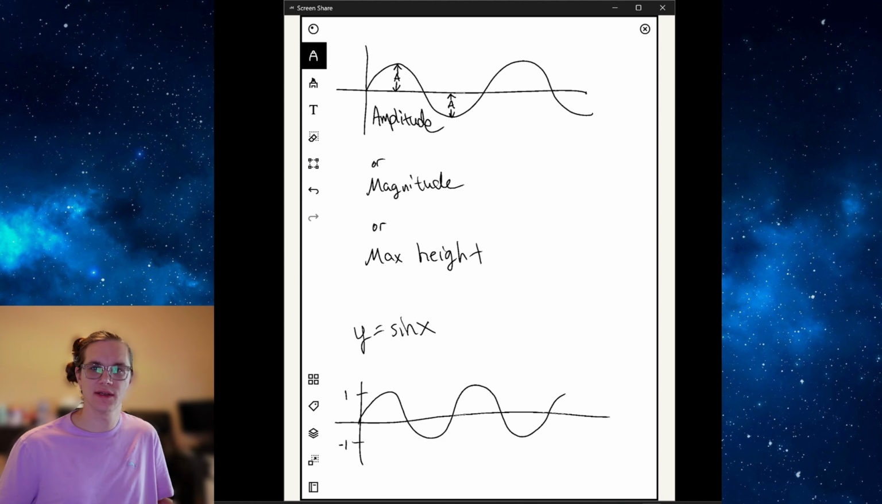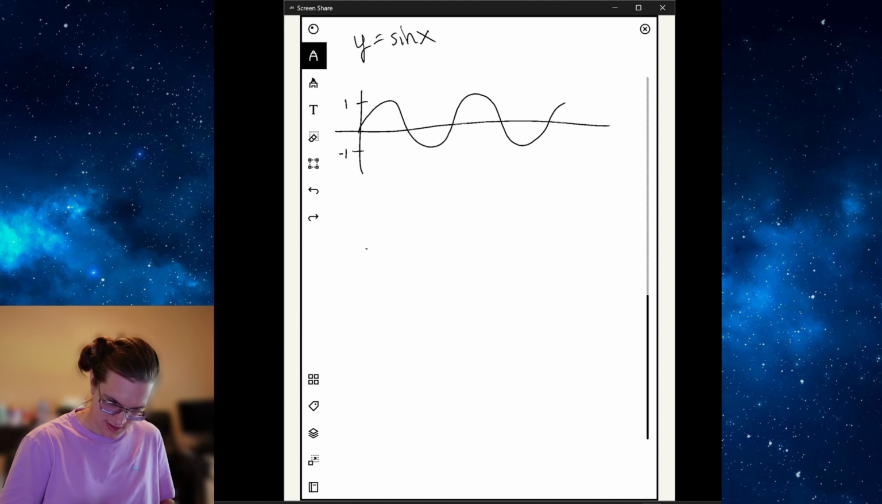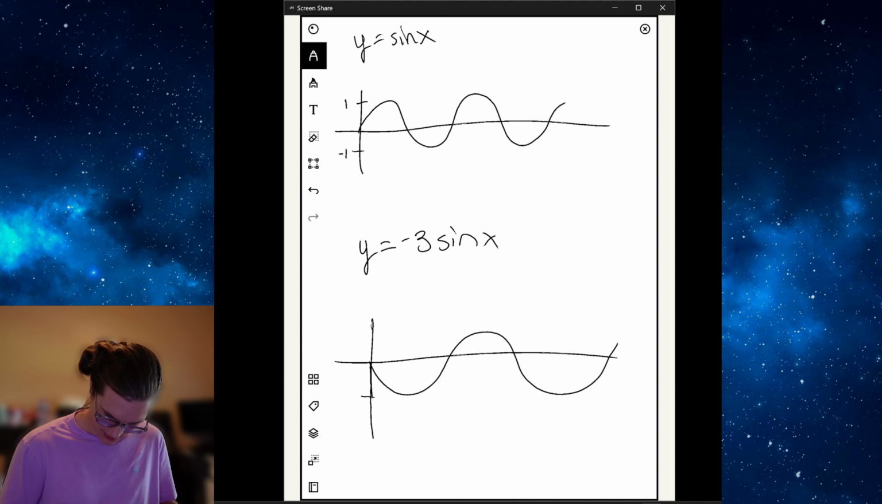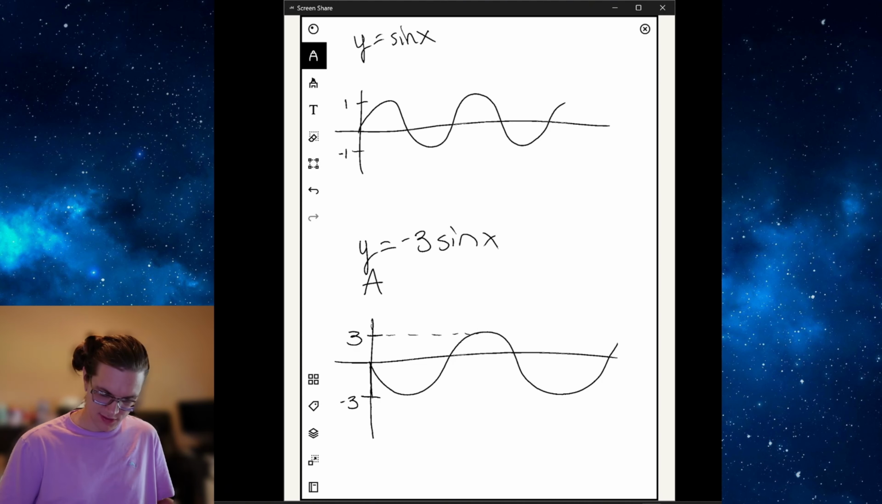If you're asked about this, a magnitude or an amplitude is always a positive number because it's asking for this distance. So if you see this function instead, y equals negative 3 sine of x, well, the way to draw that is to go this way, and to also note that this is going to be negative 3, and then the max height over here, positive 3. If you want to know what the amplitude of that function is, it is 3.